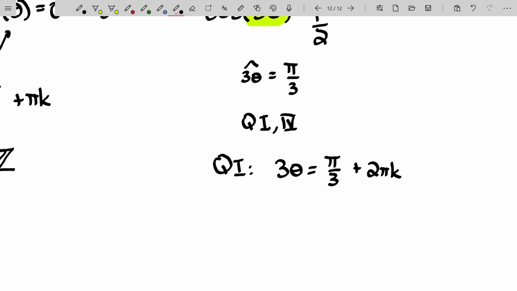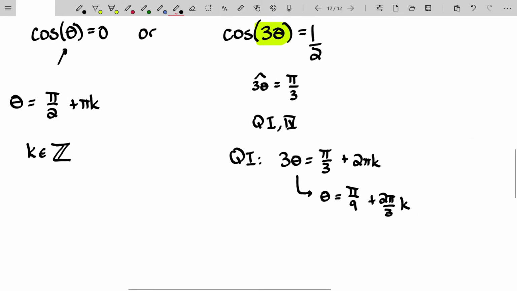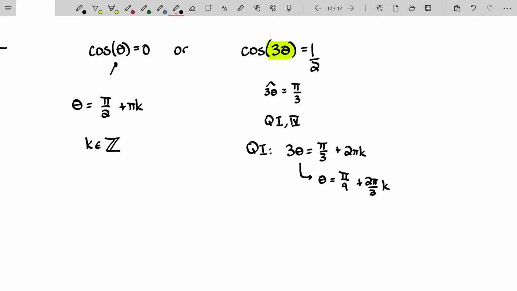But that's not what they want. They want to know what theta is. Theta is the unknown. So let's divide both sides by 3, to get theta is equal to pi over 9 plus 2 pi over 3 k. So that's our quadrant 1 solutions, arrived at from using the quadrant 1 solution.